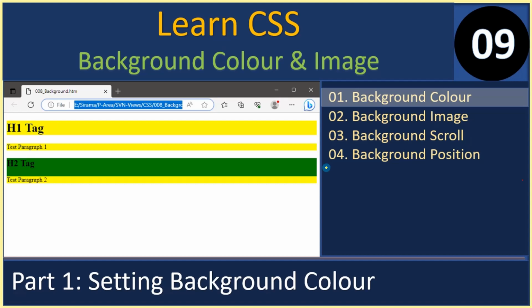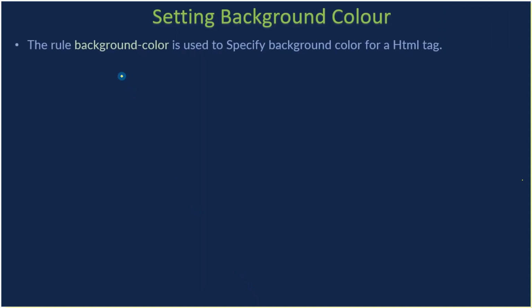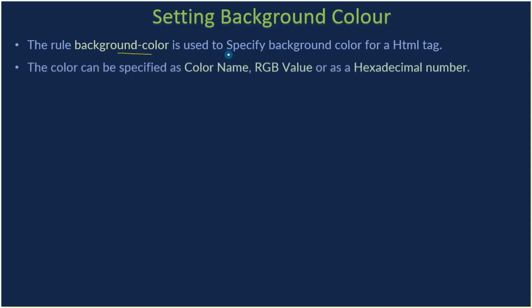In this video we are going to see how to set background color. This sub-series is for setting the background by means of color as well as image, and we will start with background color. So the rule here is background color, used to specify background color for an HTML tag. You can use any tag and set the background color for it.